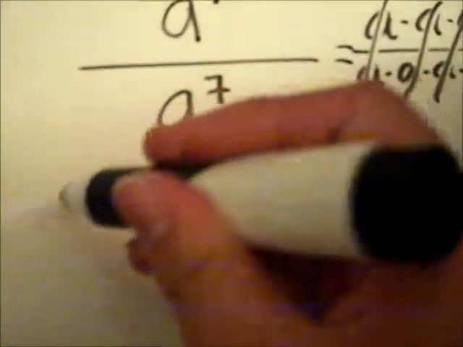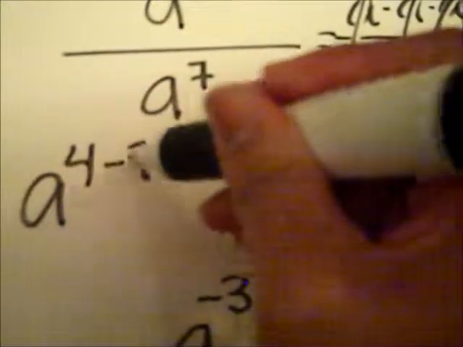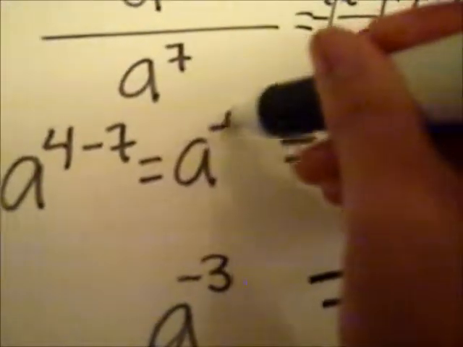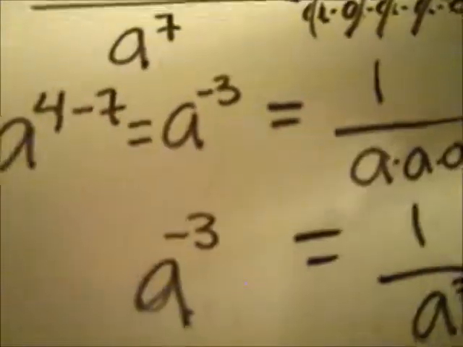We need to remember our rule, though. This is saying a to the negative 3. Why is it saying a to the negative 3? Because remember, 4 minus 7 is a negative number. A to the 4 minus 7 is going to give us a to the negative 3. Or this is equal to 1 over a to the third power.